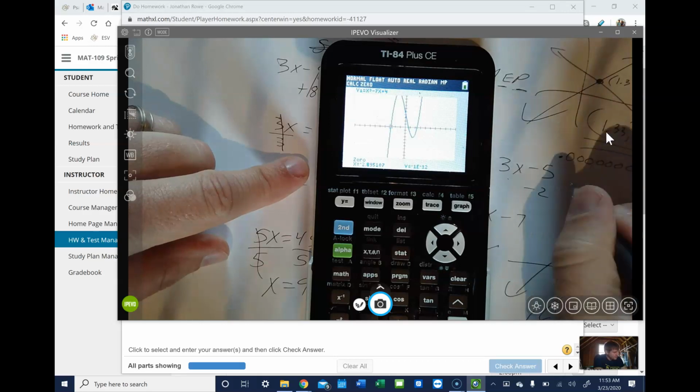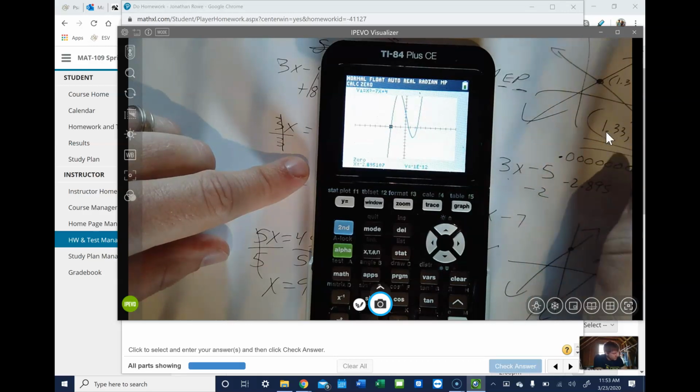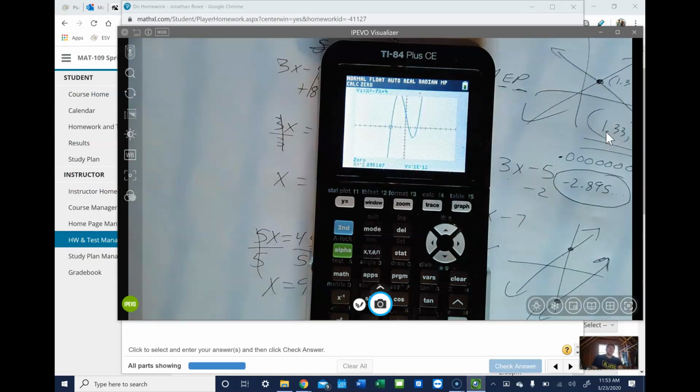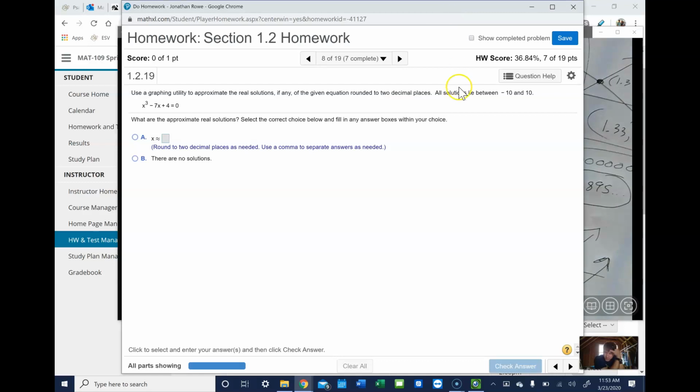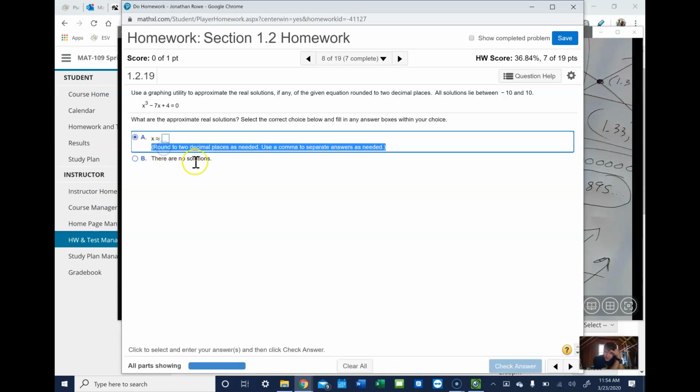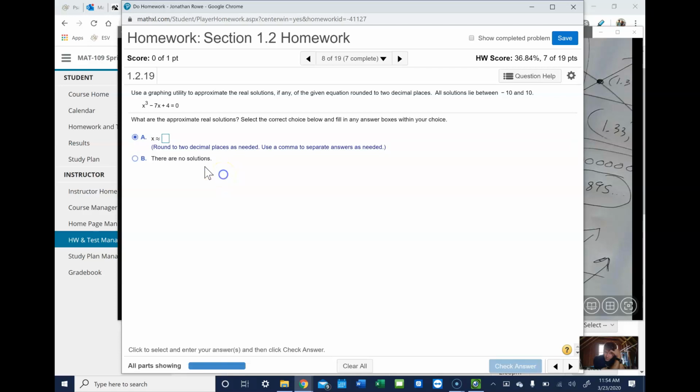All right, so my answer for x here is what? -2.895. Let me write that down. Now, what does it want me to round to? Didn't it say 2 decimal places? Yeah, notice below the answer box here, it tells you what it wants. Make sure to pay attention to this. Round to 2 decimal places as needed. Use a comma to separate answers as needed. Yeah, I'm going to have to use a comma because I know I have 3 different answers.